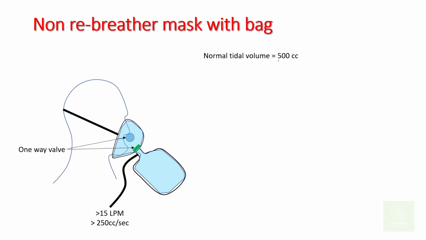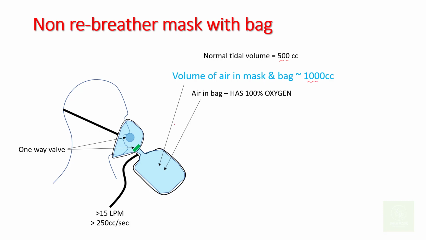You have a normal tidal volume of around 8 cc's per kg, which let's average out to around 500 cc's. The volume of air in the mask and the bag is around 1000 cc's, and this air in the bag has 100% oxygen because the bag fills during the exhalation. Usually you provide very high flows, typically more than 15 liters per minute from the wall oxygen, which should fill this bag up during exhalation.